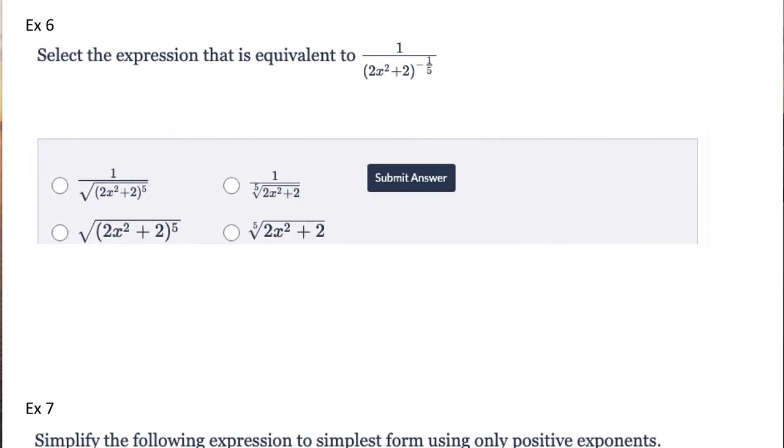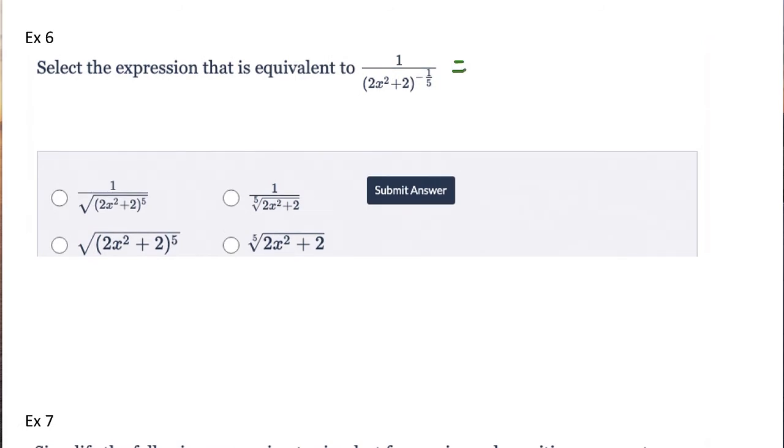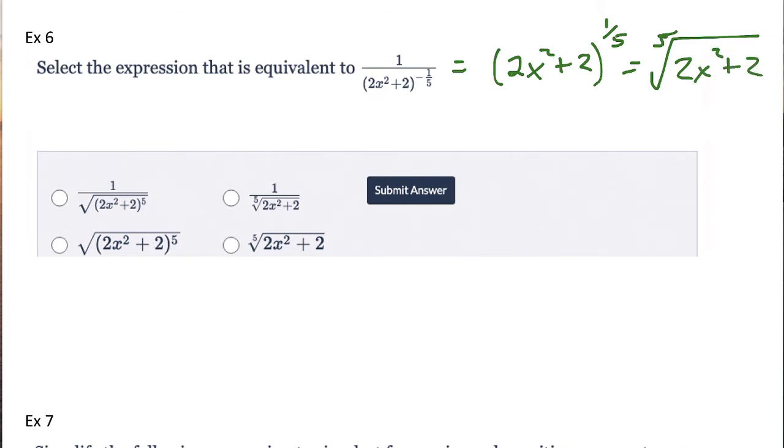Take one like this. This one's pretty easy. If you think about that negative exponent, remember that negative exponent could just be brought into the top with a positive exponent. And then with that fifth, we could think, oh, that's just that root thing. That's that fifth root thing, 2x squared plus 2, which is right there. So when you have that multiple choice, that's how you deal with that one.